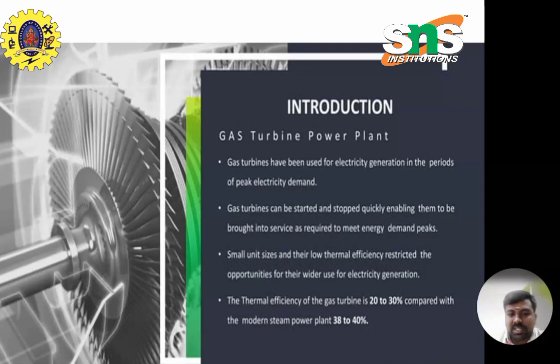Small unit sizes and their low thermal efficiency restricted the opportunities for their wider use in electricity generation. The thermal efficiency of a gas turbine is 20 to 30%, compared with the modern steam power plant, whose thermal efficiency is around 38 to 40%.